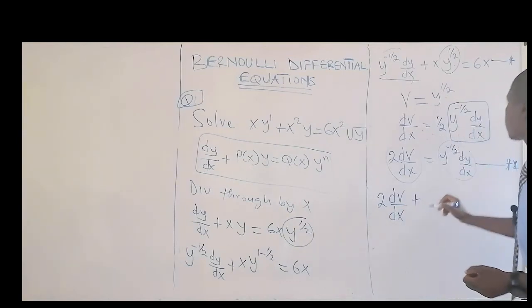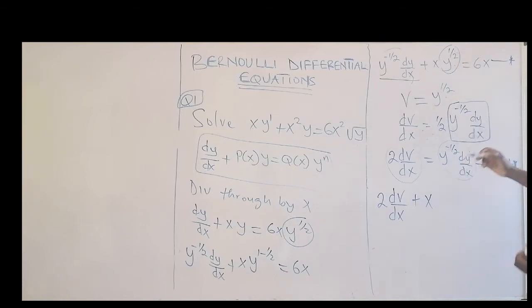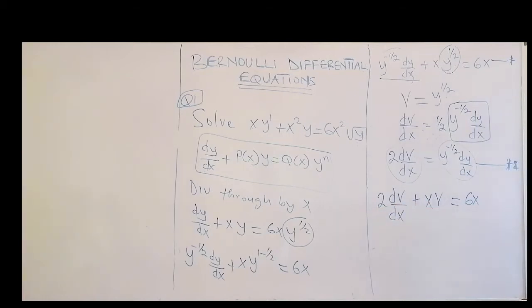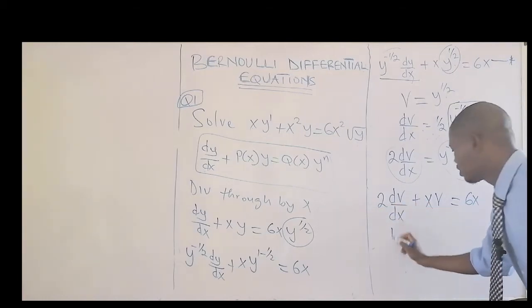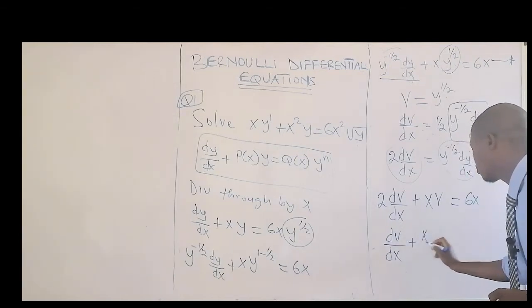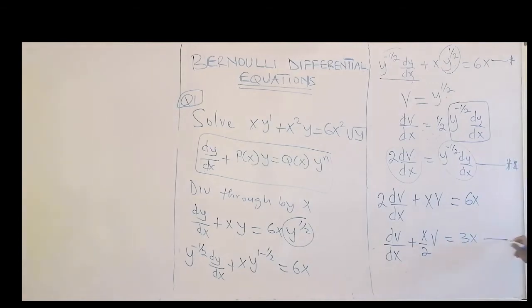Then plus x times y to the power half, which has a letter v, since we've done the substitution for that, equal to 6x. Then we can remove this 2 by dividing through the equation by 2, and we have dv/dx plus (x/2)v equal to 3x. So this is our equation now.